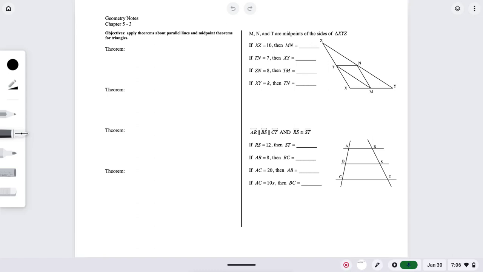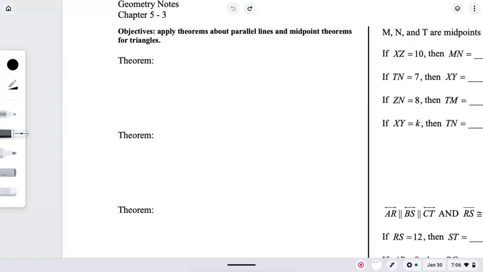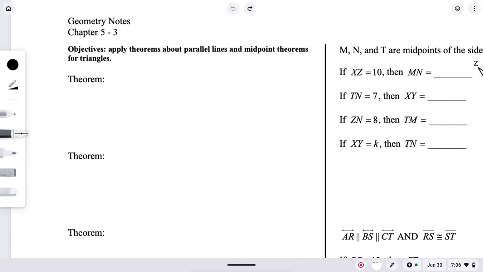Section 3 of Chapter 5 in Geometry. We're going to talk about theorems for parallel lines and midpoint theorems for triangles. So lots of crazy things to do here. So just start out by filling out our theorems.